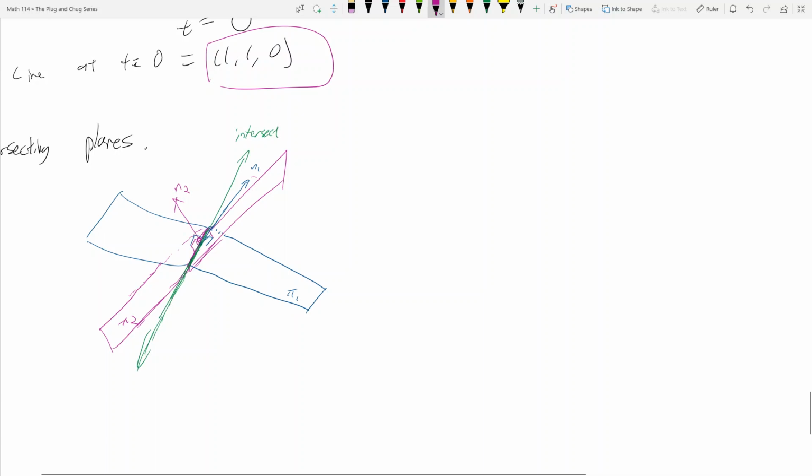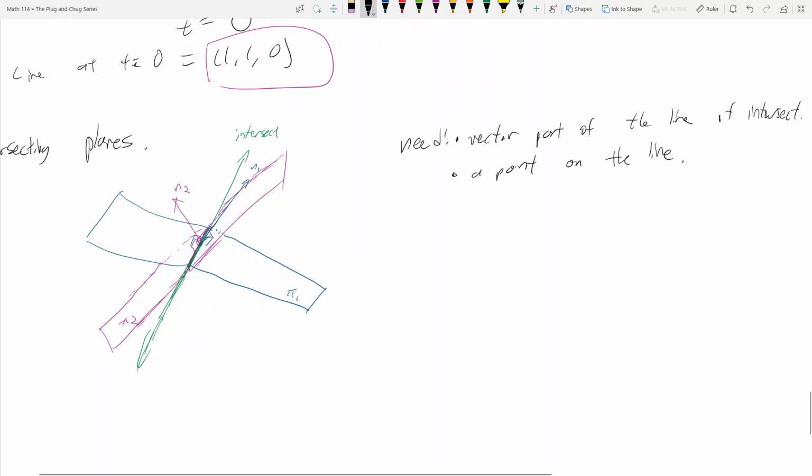Again, from the equation of a line, there's a vector component and a point. So what we have to do is find n1 and n2, and then cross product them to get the vector part. Then we need to find a point where the two planes intersect. So we need the vector part of the line of intersection, and then we need a point on the line.